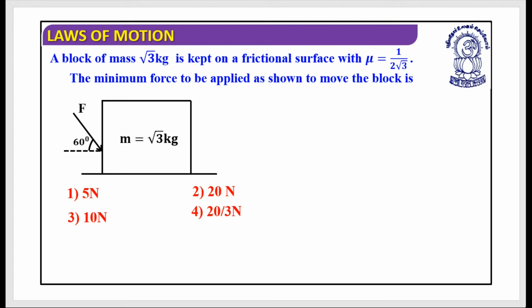It says that a block of mass root 3 kg is kept on a frictional surface with mu given as 1 by 2 root 3. Find the minimum force to be applied as shown to move the block. Yes, this is tricky. How will you do this? Take a time of 10 seconds and let me know how we should do this.